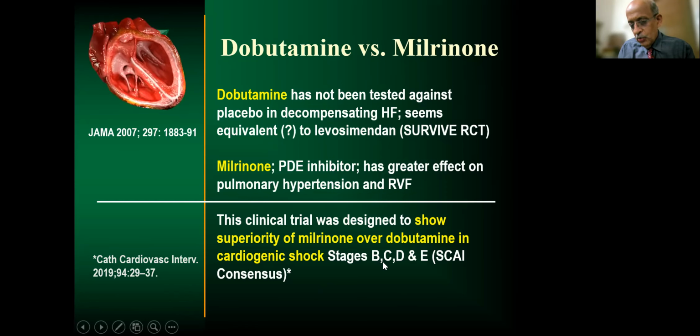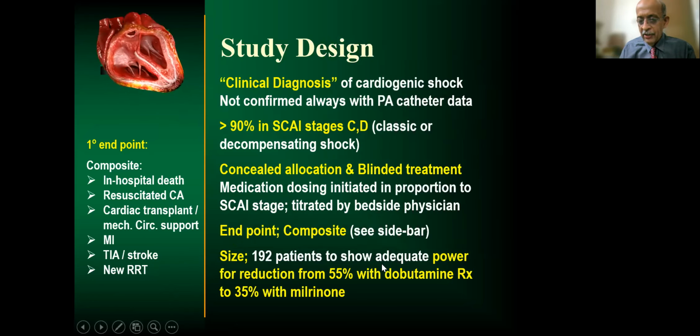They used the new SCAI definitions of B, C, D, and E, where C is classic cardiogenic shock, D is decompensating, and E is basically end stage. B is what we may consider a pre-shock, where the patient is hypotensive but doesn't have perfusion defects, as organ system failure is not yet very visible. The majority of patients in this trial were in the C and D groups, the classic and decompensating groups. It was dominantly based on a clinical diagnosis. They didn't always need a PA catheter to diagnose the existence of cardiogenic shock.